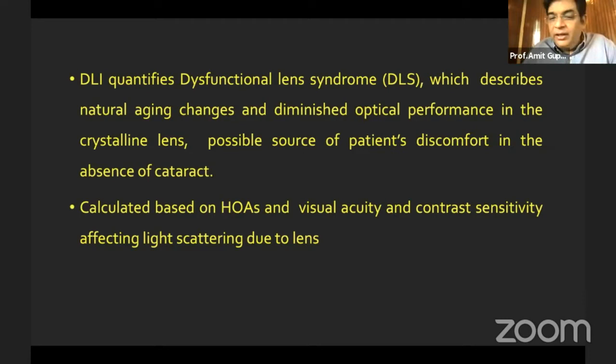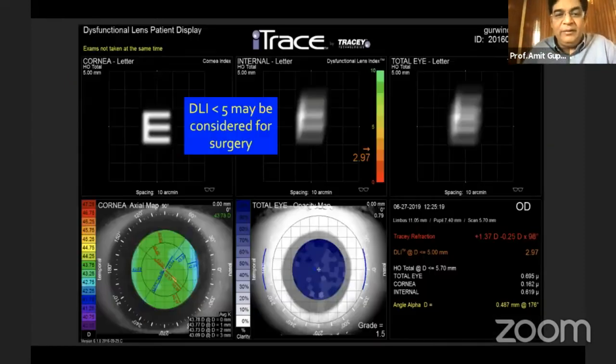And this is calculated based on higher order aberrations, visual acuity, contrast functions, MTF. So many things are taken into account when the DLI is given. So any DLI of less than 5 may be considered for surgery as long as it matches with your clinical acumen, what you should do.